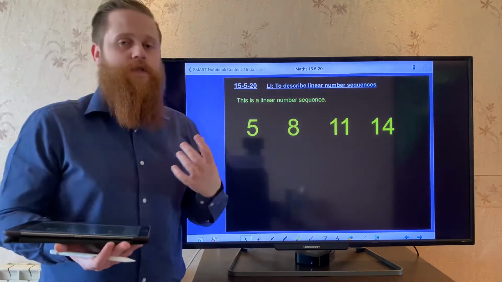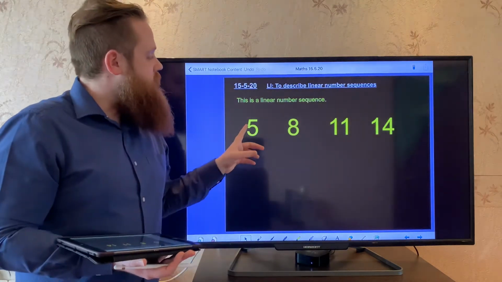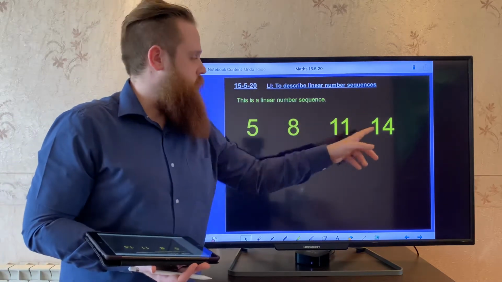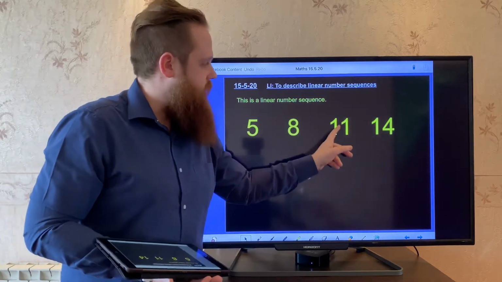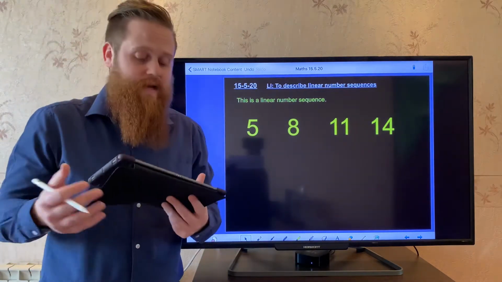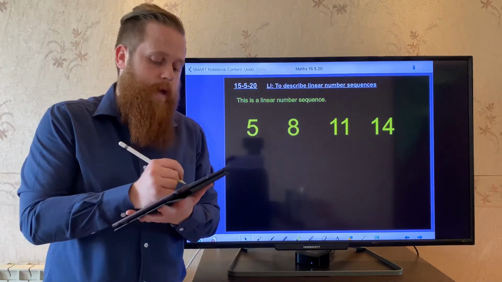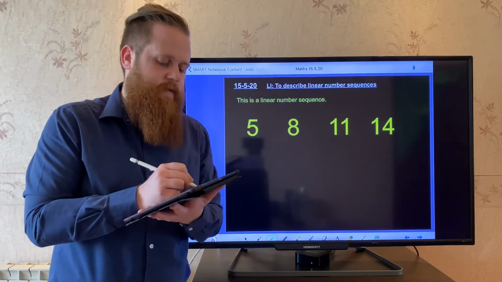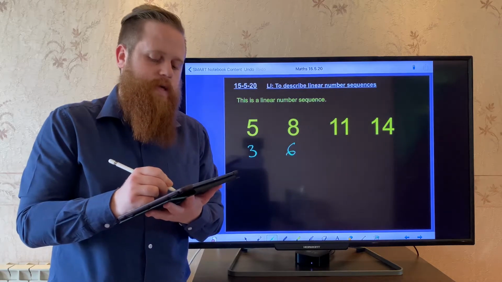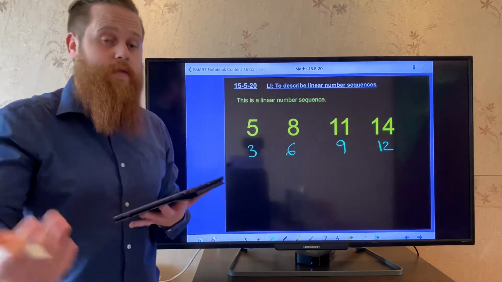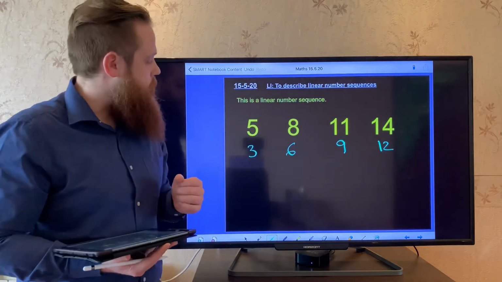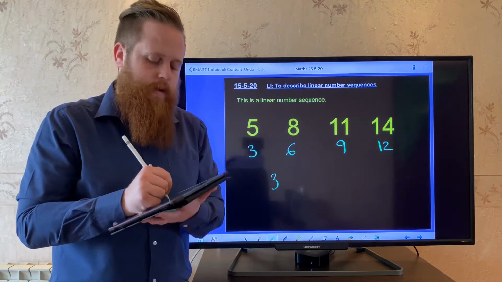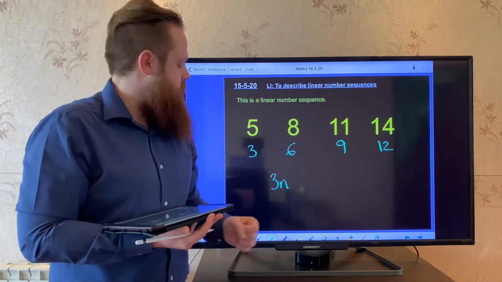Now let's try to find the pattern and the rule for this number sequence. To find the nth term, the formula, I've got to see what I'm jumping up in. I'm going from 5 to 8 to 11 to 14, so I'm going up in 3, then another 3, then another 3. So I can write underneath my 3 times table, because that's what I'm going up in: 3, 6, 9, 12. I can instantly say that this is going to be 3n, going up in 3s, okay?